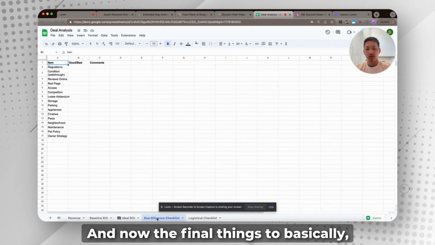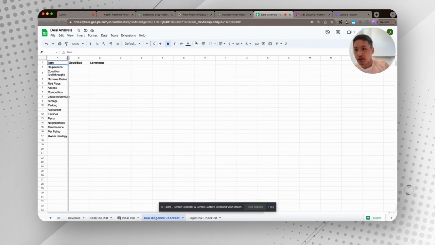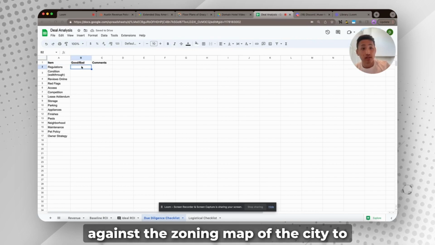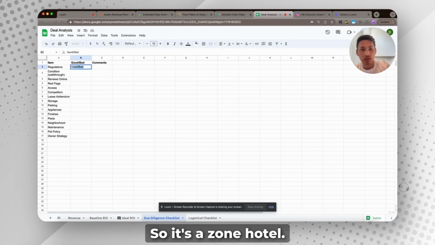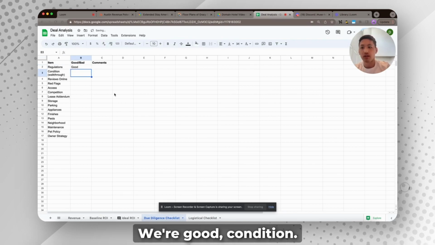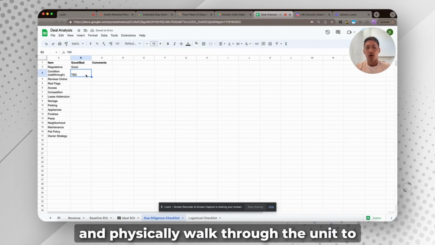And now the final things to check off to make sure the deal is good. These are the things. Regulations. I want to double check the address against the zoning map of the city to make sure I can actually proceed. For this one, it's a hotel, so it's zoned for hotel use and doesn't need permits. We're good. Condition, TBD.